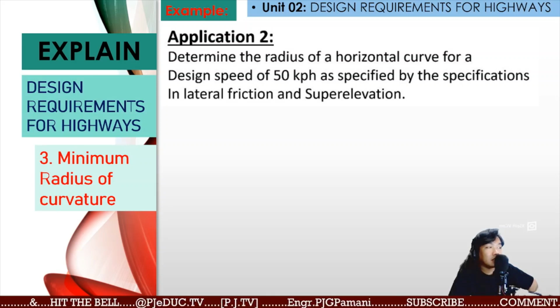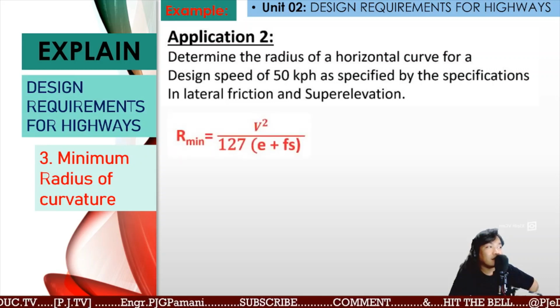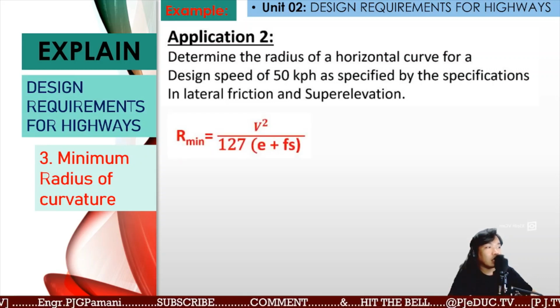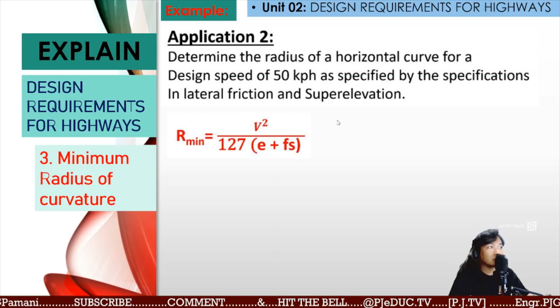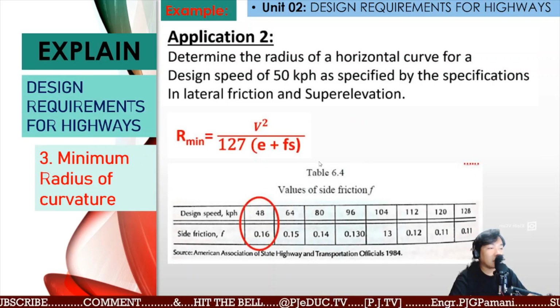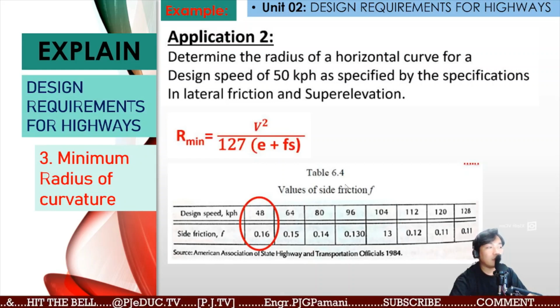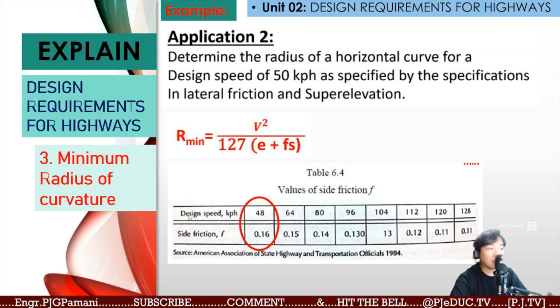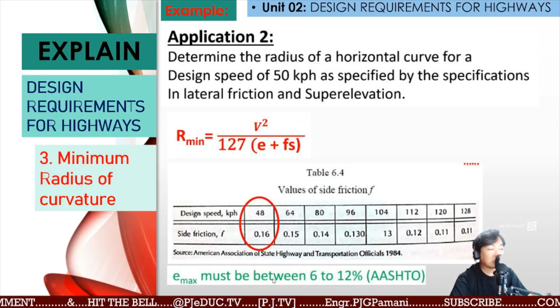On the second application, we are now asked to determine the radius of a horizontal curve for a design speed of 50 kph as specified by the specification in lateral friction and super elevation. Given our design speed, we follow the specification for design speed, which is on Table 6.4, values of side friction f. Design speed is at 50 kph. Let's look for it. There is no 50. It's at 48. So, our friction is 0.16.